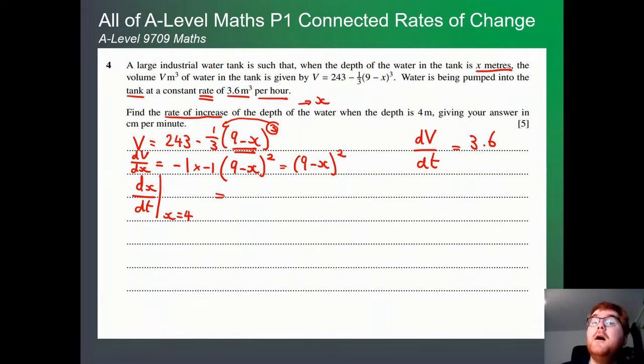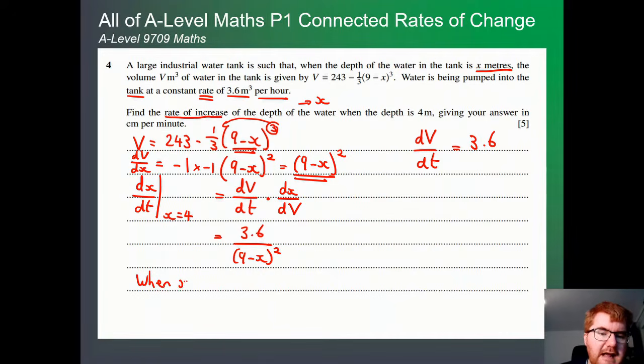Again, we set up our chain rule here, so we get exactly what we want. So we have dV by dt multiplied by dx by dV. So notice, like in the last question, I'm going to flip this to give me the dx by dV. So we have 3.6, and then below we have 9 minus x all squared. And we want to work out this derivative at x equals 4.